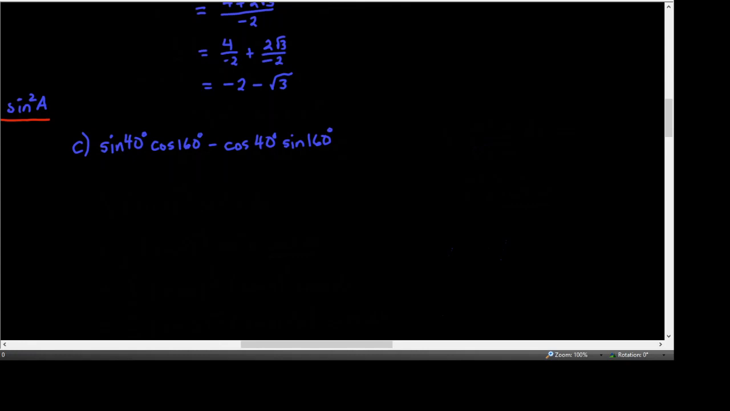Okay, so knowing the identities backward and forward is important. This takes the form of sine of a sum or difference. So this is sine of the first angle, 40, and then we keep the sign of the difference between the two products, and then the second angle. And simplifying, that's the sine of negative 120 degrees, which we can very easily calculate without a calculator. That's negative square root of 3 over 2.